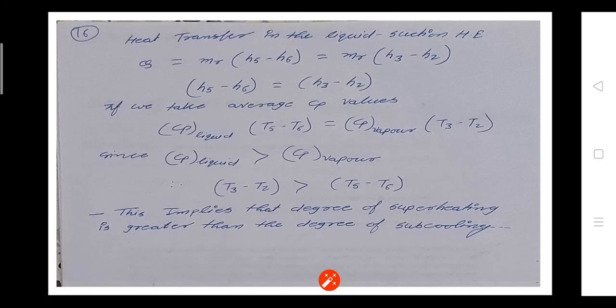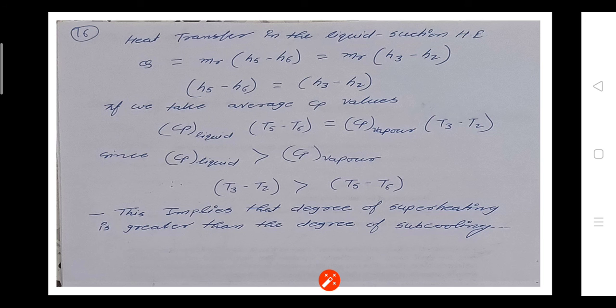Heat transfer in the liquid suction heat exchanger. Now how do you calculate the heat transfer? Heat transfer is calculated by the mass flow rate times the change in enthalpies, that is Q equals mR times (H5 minus H6). Whatever amount of heat is released from the hot liquid from the condenser, the same amount of heat goes to the cold vapor of the evaporator. Means mR (H5 minus H6) equals mR (H3 minus H2). mR gets cancelled, so H5 minus H6 equals H3 minus H2.